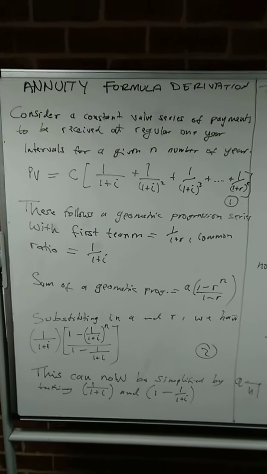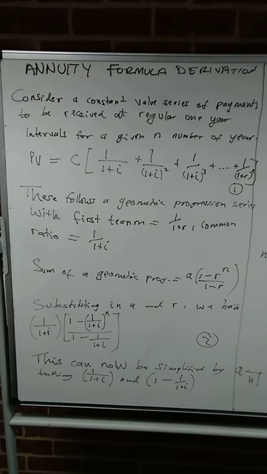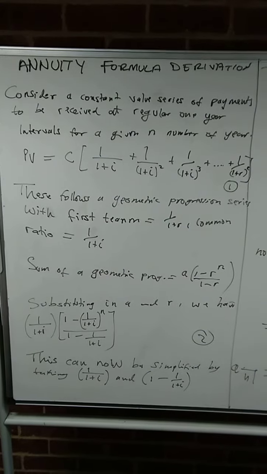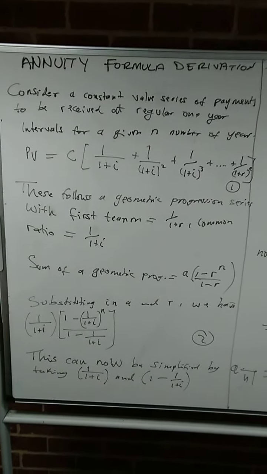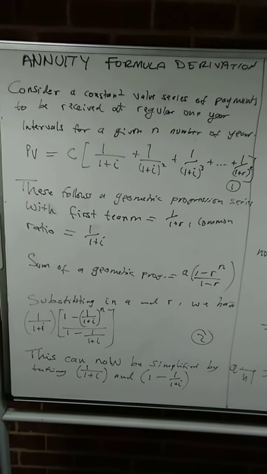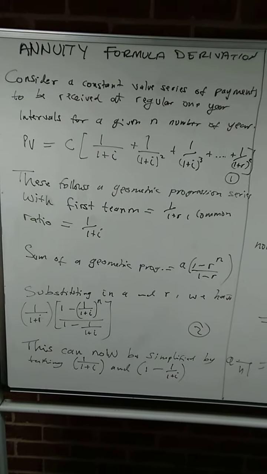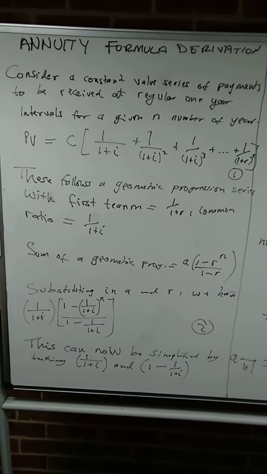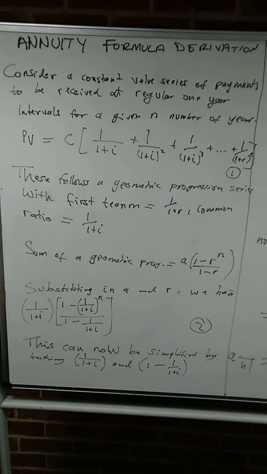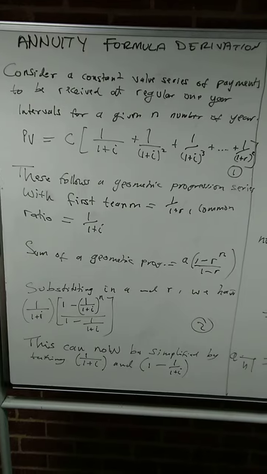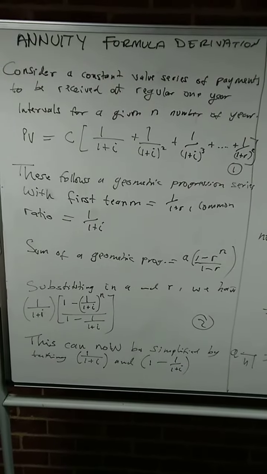We're looking at annuity formula derivation. Consider a constant value series of payment to be received at regular 1 year intervals for a given n number of years. The present value of this income that will be received is equal to the constant value multiplied by 1 over 1 plus i, plus 1 over 1 plus i squared, plus 1 over 1 plus i to the power 3, and so on.